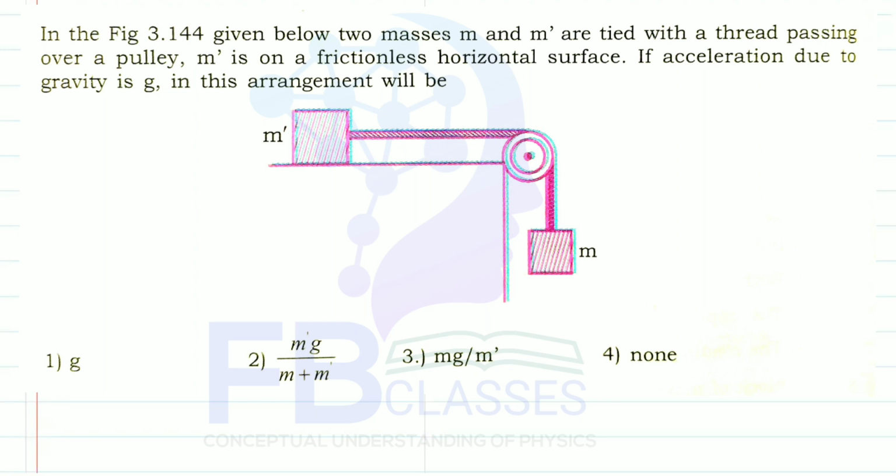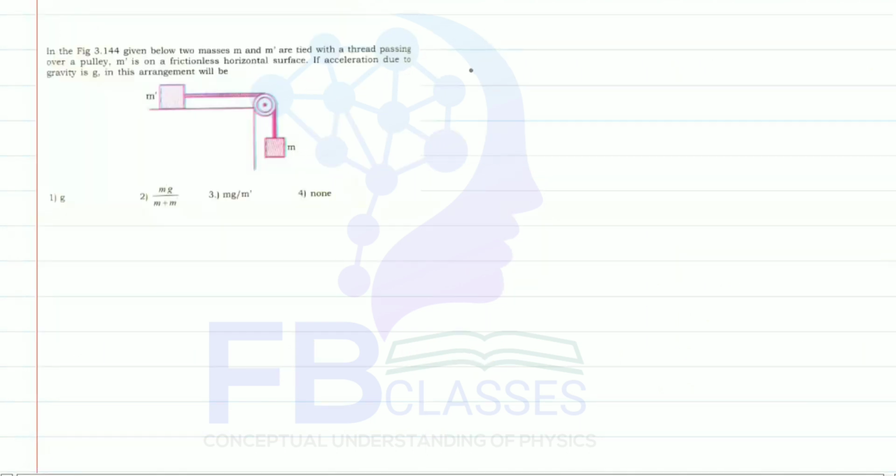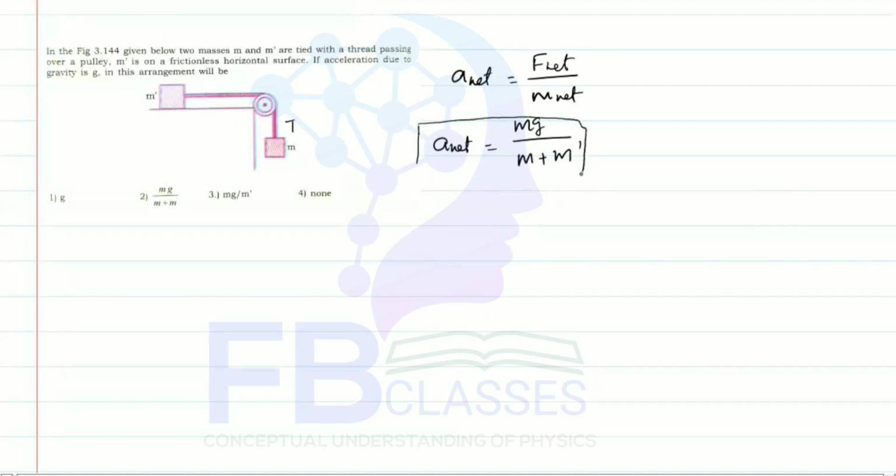Okay, so now here I am finding out A net. A net is equal to, we know very well, F net upon M net, right? So A net is equal to how much F net? Only mg will act downwards. So mg upon M net, which is small m plus M dash. Understand? So this is the value. He asked what is the acceleration. So A net is equal to mg by M plus M dash. Okay. So the second option is the correct option. Hope you understand.